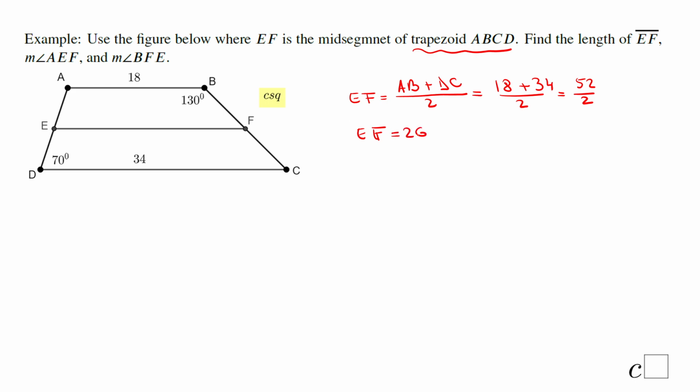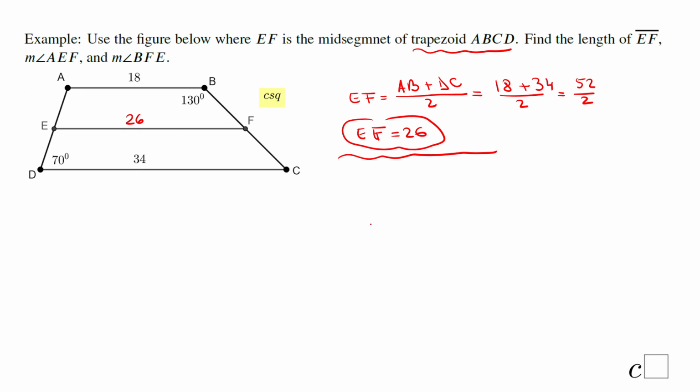So EF will be 26. Now I want to put this 26 here to see something that is useful. Look here: 18 plus 8 is 26, 26 plus 8 is 34. That is a way to check it, or you can eventually find it if needed. Okay, that was the length of EF, and we checked that it is correct. So this was the first thing here.